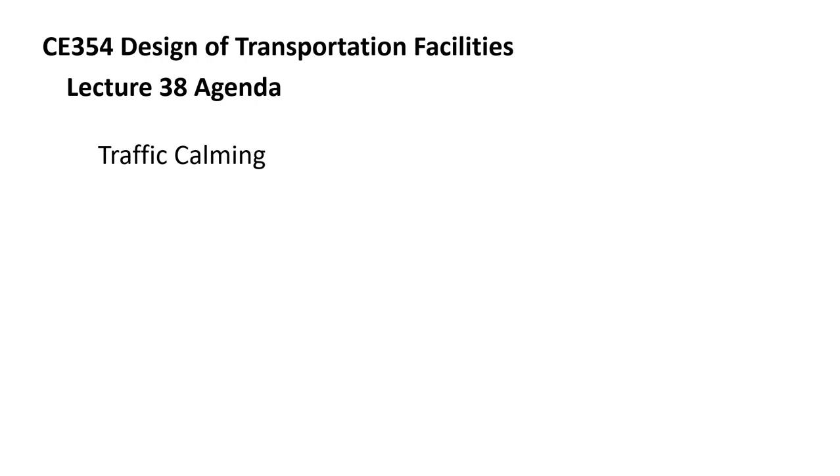Why they request it usually is because it's either high volume, with a lot of people cutting through their neighborhood because it's a shortcut, or it's speeds, and they're worried about their kids and so forth in the residential neighborhood, and so they'll ask for traffic calming.